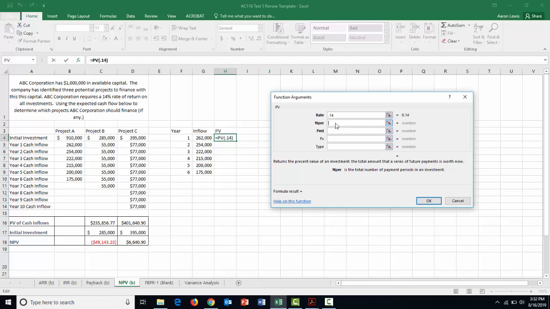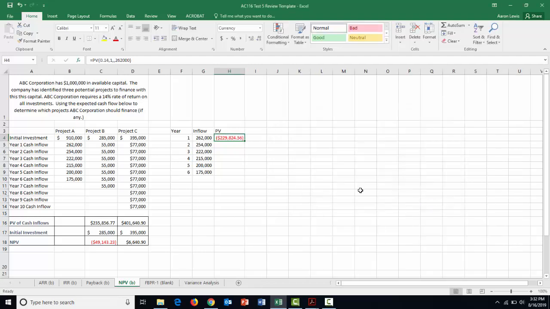For the first year, the number of periods that we have to wait is 1 year. It's equal to year. And we don't have a payment this time. We have a future value of $262,000. So we're going to hit OK there. And it's going to be $229,824.56. Again, let's go and insert our negative sign one more time. Make it a positive number.